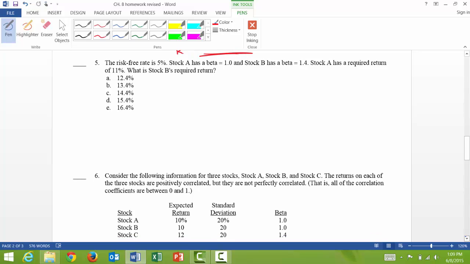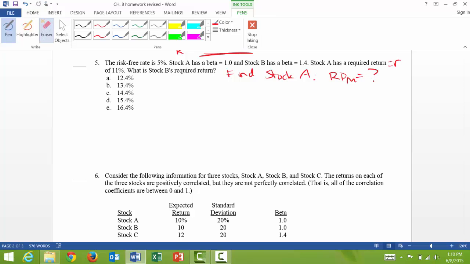So question 5, again, they didn't put the hint here, but where they're giving you information for stock A, has a beta of 1, risk-free rate's 5%, and stock B has a beta of 1.4. And then they give you stock A's required return, so that equals R, is 11%. And then they say, what is stock B's required return? So I have to find stock A. What I need to find in there is the market risk premium.